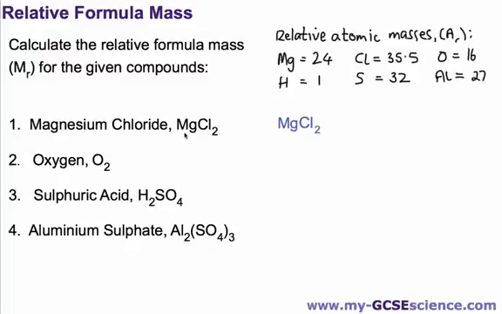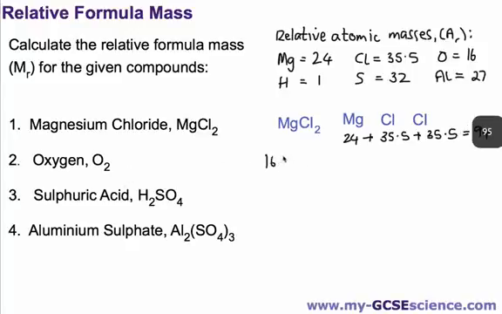Right, so for magnesium chloride we've got MgCl2. Remember, the 2 refers to the number of chlorines, so we've got Mg, a chlorine and a chlorine. If you look at the relative atomic masses, for magnesium it's 24, and for chlorine it's 35.5. So 24 plus 35.5 plus 35.5, and that would be 94. Remember, no units. For oxygen, O2, it's just 16 plus 16, or 16 times 2, is 32.